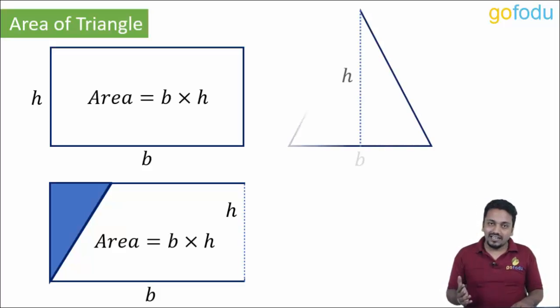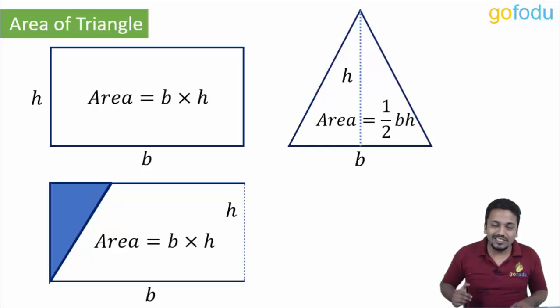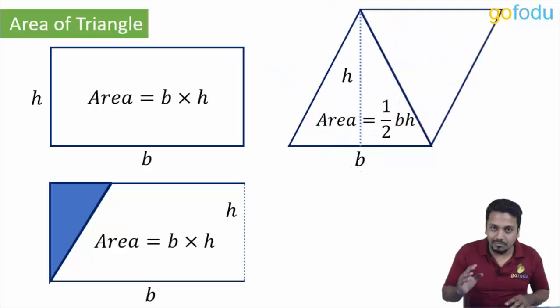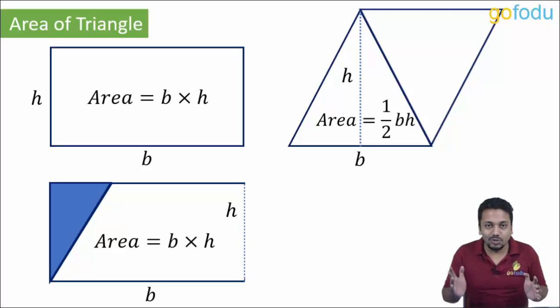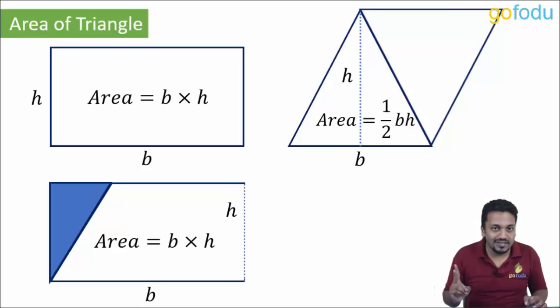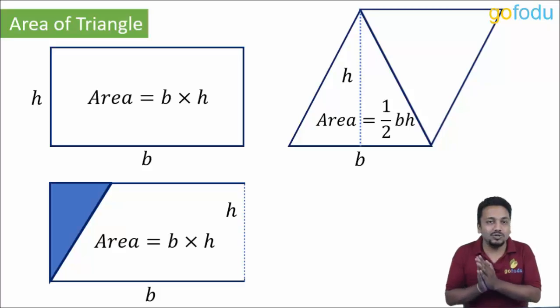In case of a triangle, why is area half base into height? Because if I take the same triangle again and put it upside down next to this one, it forms a parallelogram, right? So area of this whole parallelogram is base into height, but we want area of just one triangle and not two. So that would be half base into height.